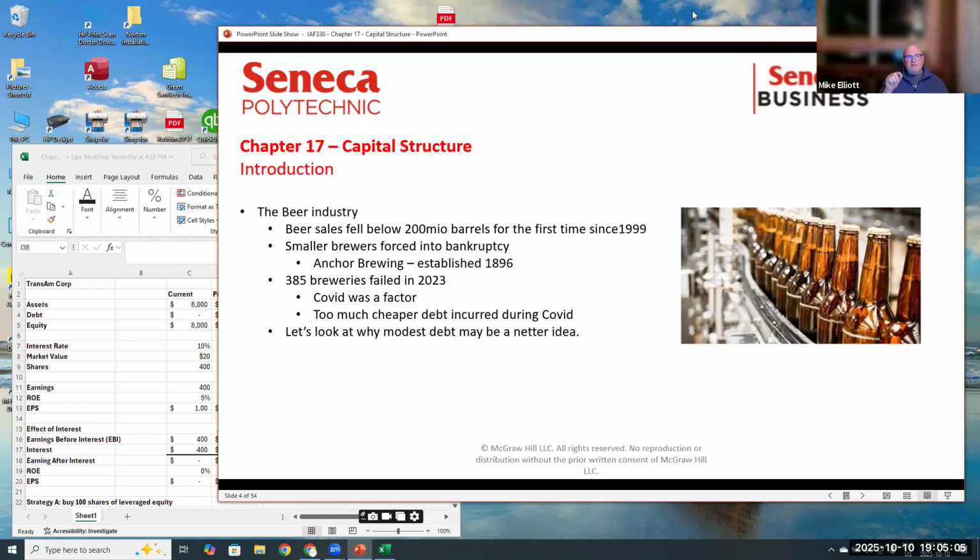One of the main factors was during COVID, the Federal Reserve and other central banks in the world rushed in to try to prop up the economies that were getting destroyed by dropping interest rates to zero.